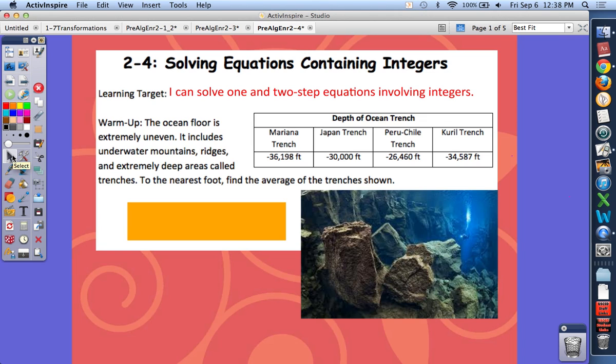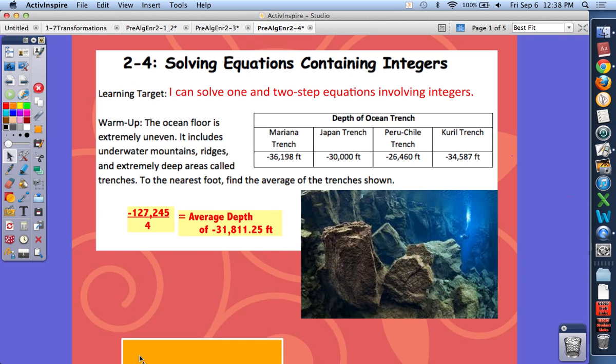So hopefully you've copied down your target at this point and you've completed your warm-up. I found an average depth of negative 31,811.25 feet. Remember average, so you're adding them all up in the numerator and then dividing by how many they are. These four trenches have the total of this depth. Divide by 4 and there's your average.